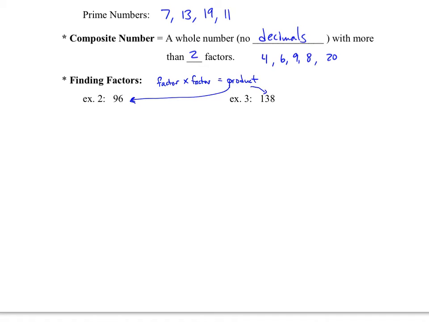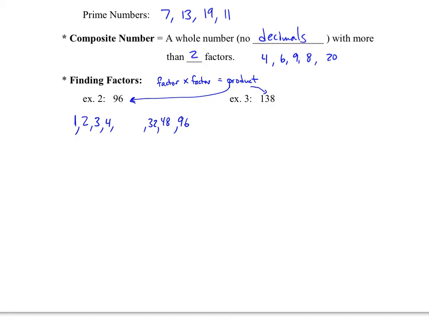So what numbers times each other equal 96? There's an easy one: 1 times 96 gives you 96. 2 and 48. It's an even number, because 96 is an even number. 3 and 32. And 4 and 24.